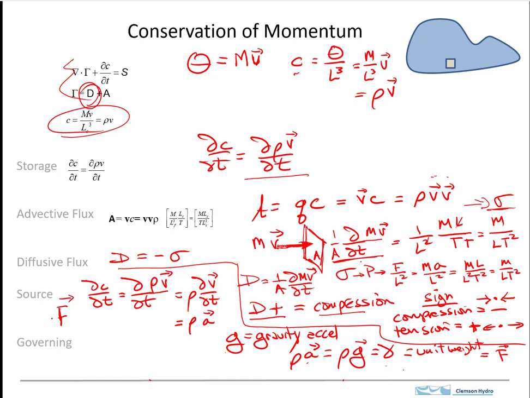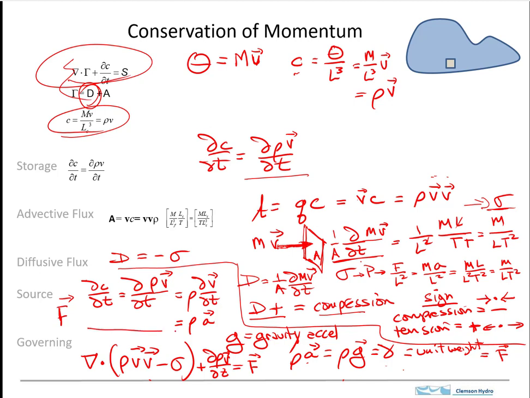Okay, so with all of that, we can summarize it and come back here to our conservation equation. And we can say that the governing equation is the divergence of the flux, which we can write as an advective term, and this diffusive term that we saw as minus sigma, and then the rate of change of storage is that, and that equals force. Okay, so there is at least this first cut through the conservation of momentum.